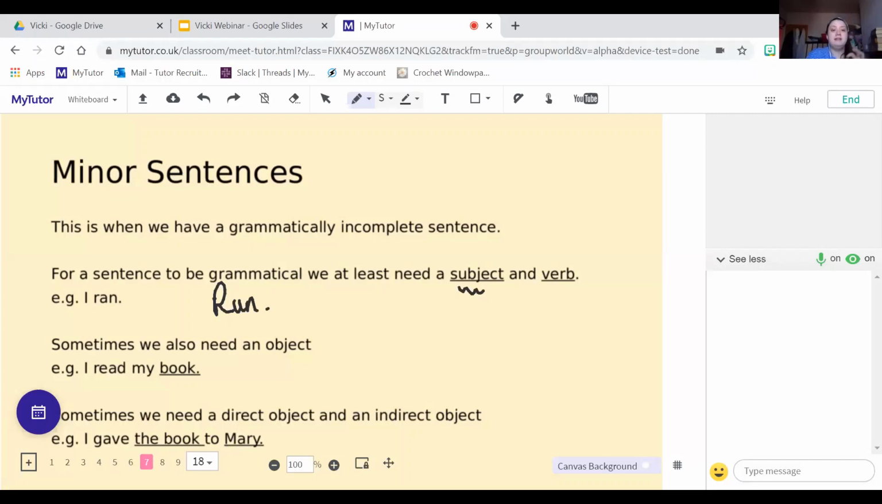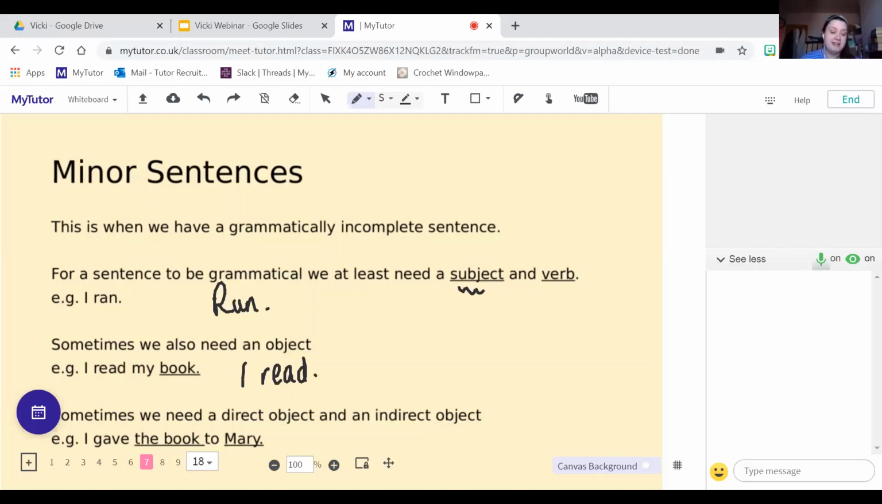With some verbs, we need an object for it to make sense. So I read, I read. Now that would not make grammatical sense because we need to be reading something. It needs to be accompanied by an object. So the object here is book, but it also comes along with my, so an object phrase being my book. So if we took my book away and just said I read, that would be a minor sentence because it requires an object.